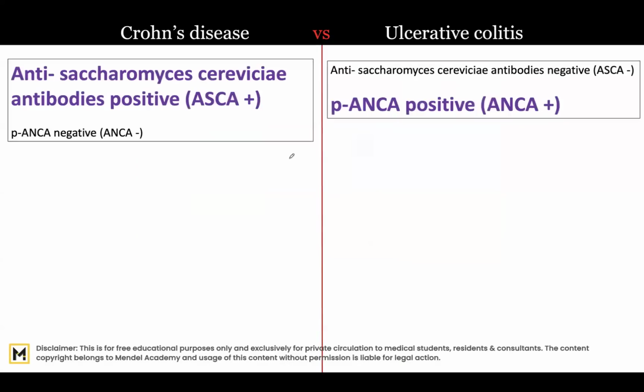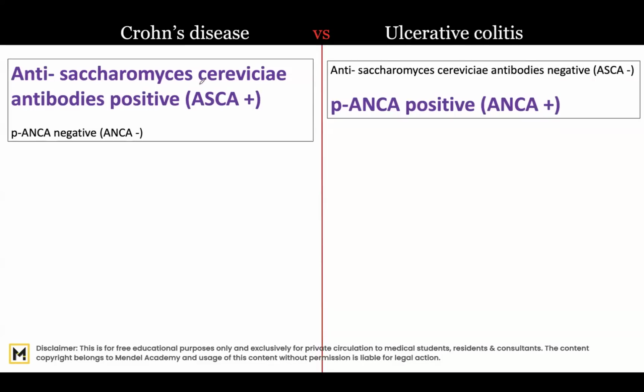Now, this is very important, and also perhaps the most important differentiating feature between Crohn's and ulcerative colitis, especially for residents. This is what is tested very frequently, so you should know this. It's very high yield if you are a resident. And this is dependent on some immunologic phenomena. Now let us look at Crohn's disease.